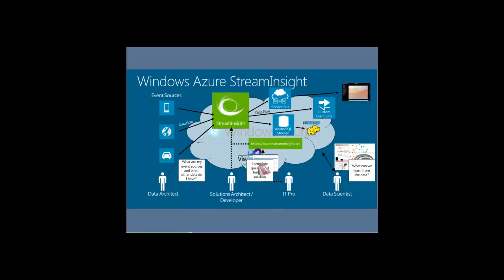So the data architect is defining where the data is coming from and where other data, maybe reference data, is coming from that's not real-time data that needs to be correlated with the real-time data, and setting up that end-to-end pipeline in terms of defining the schemas, defining how the data is supposed to be correlated.